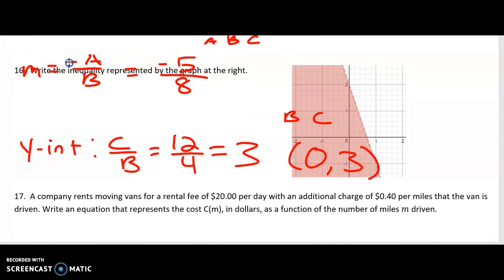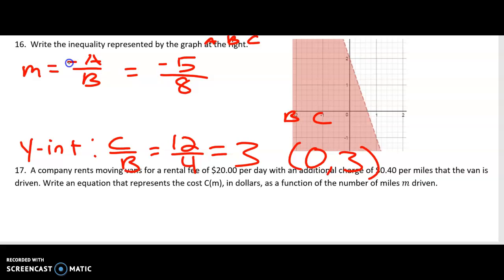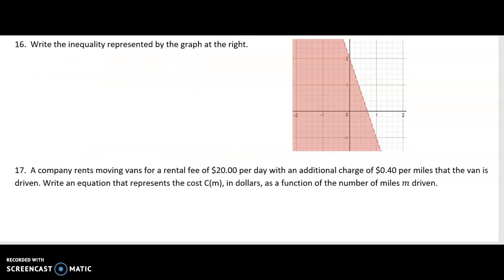Okay, number 16. It says, write the inequality represented by the graph on the right. If I'm looking at that graph, the first thing I need to do is figure out the slope. Slope is simple, it's just counting. I see a nice point here, and a nice point right here. If I count, I go down 1, 2, 3, and to the right 1, so down 3 over 1 tells me my slope is negative 3. I look at the y-intercept, which happens right there, so that would be at a positive 2.